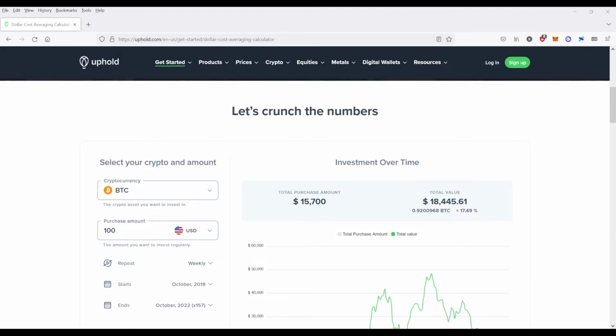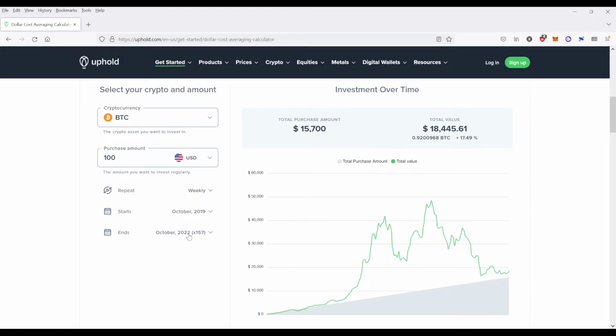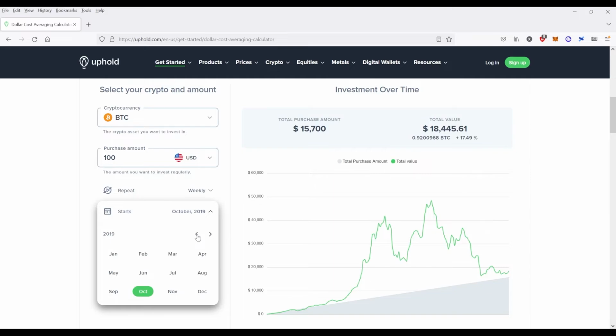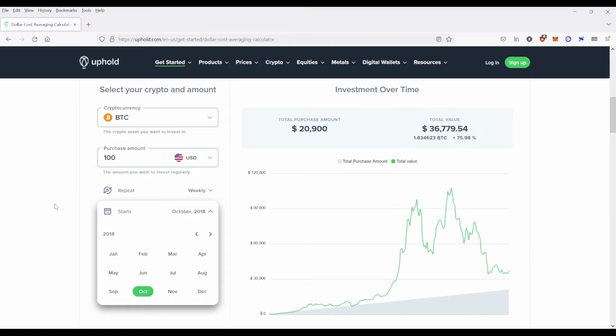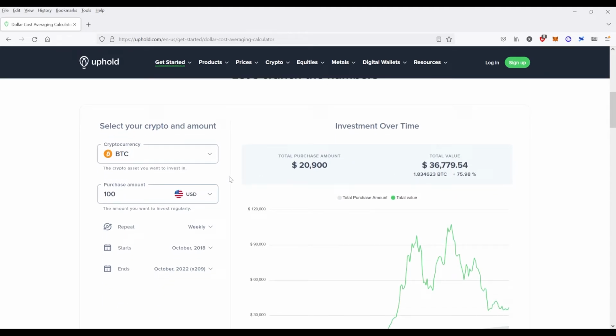Okay, so let's look at some other time frames. So we have Bitcoin, the purchase amount is still $100 every week, right? And then we're going to go back to October of 2019 instead. So we're going back one full year. And you can see that if you held for about 4 years or so, you'd still be up 75% on your money. Now that's pretty nice, I think. That is a pretty nice gain right there.